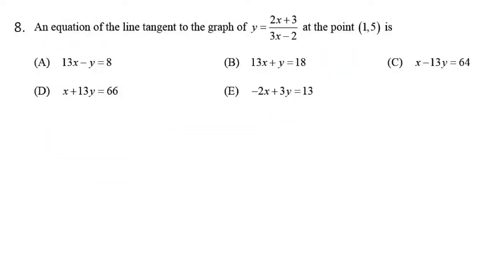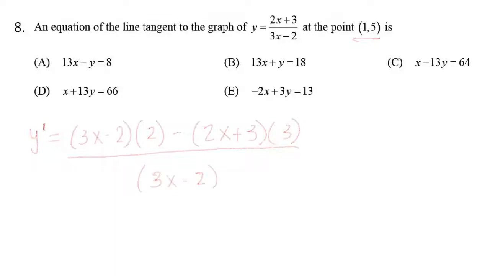Alright, so number 8, we're talking about the equation of a line tangent to this graph at a particular point. And notice that my function looks like I'm going to have to do the quotient rule. So let's go ahead and find y prime. So we have the bottom times the derivative of the top minus the top times the derivative of the bottom all over the bottom squared. And so the bottom squared, 3x minus 2, all squared.